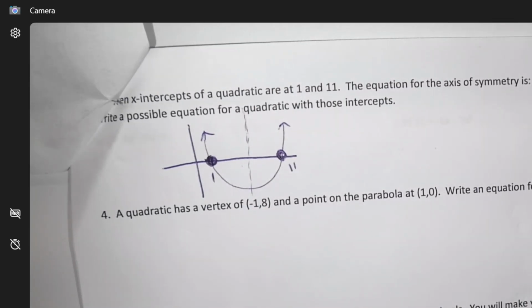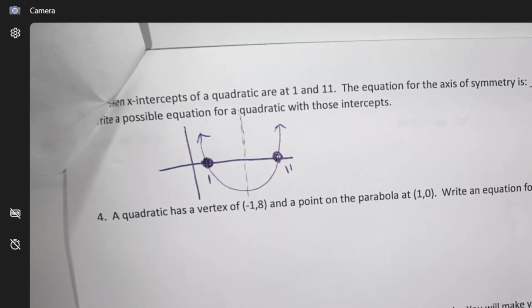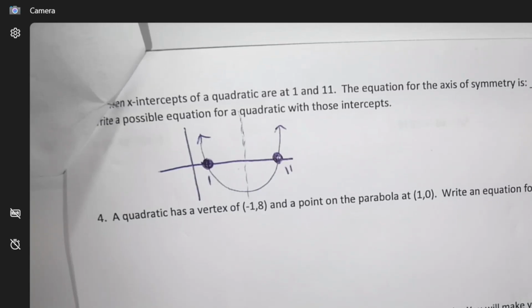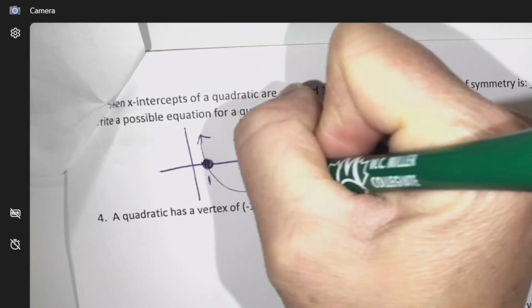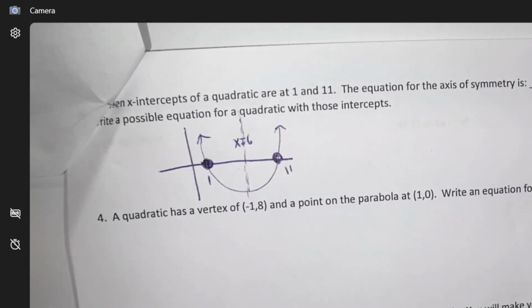So how do you write the equation of the axis? X equals. X equals 6. Okay. Now, give me a possible equation for this quadratic.